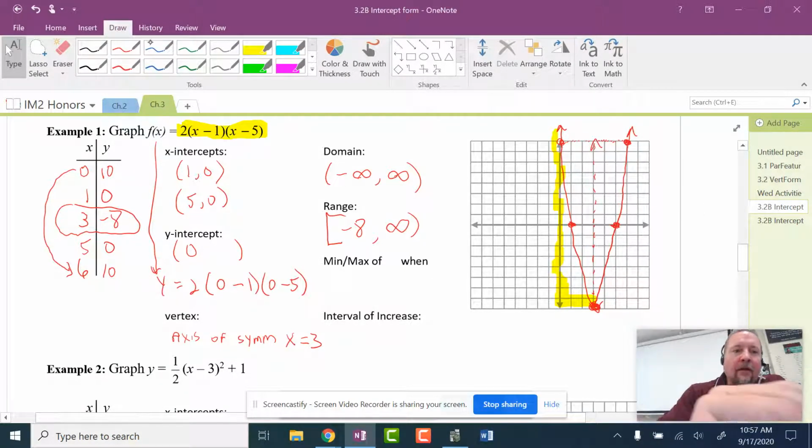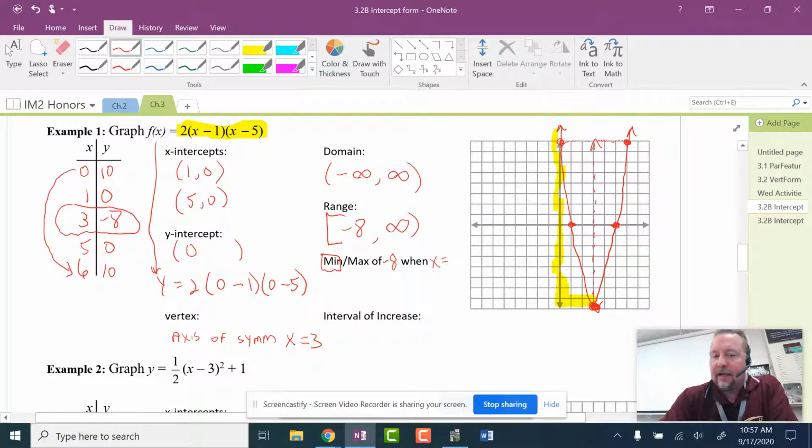Now I'm good. All right, and then minimum and maximum. There is actually a minimum for this. It is the y coordinate, which is -8, and it occurs when x equals the x coordinate of the vertex, 3. And then I cut off intervals of increase and decrease, or I cut off decrease. Increase, I'll go ahead and do that one just to speed things up here.